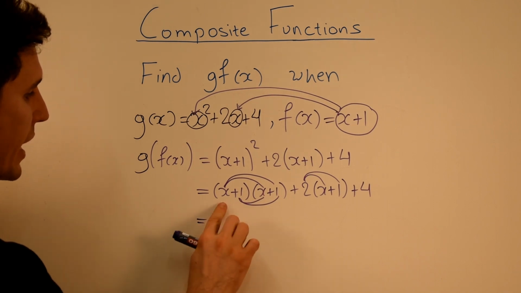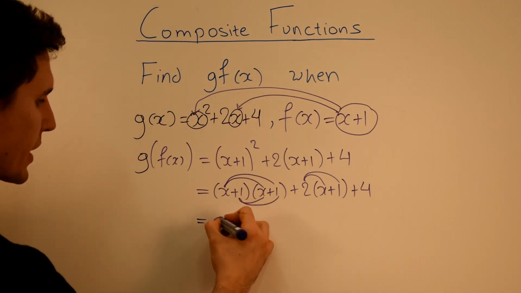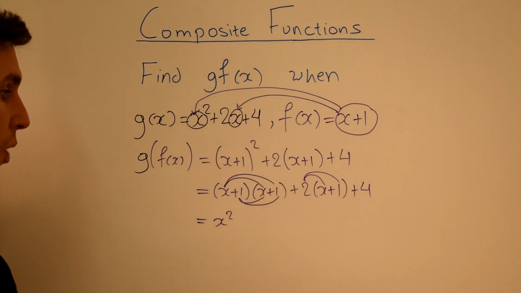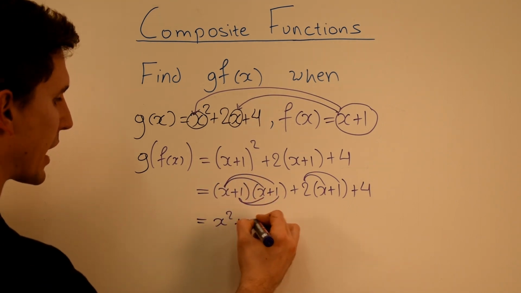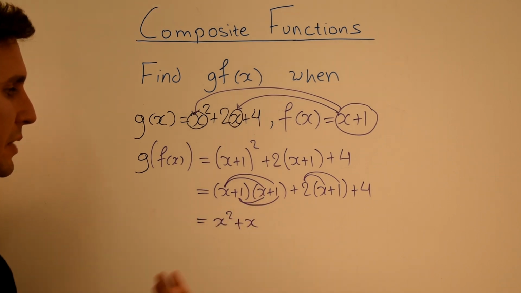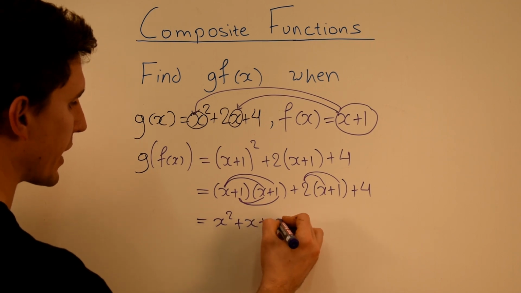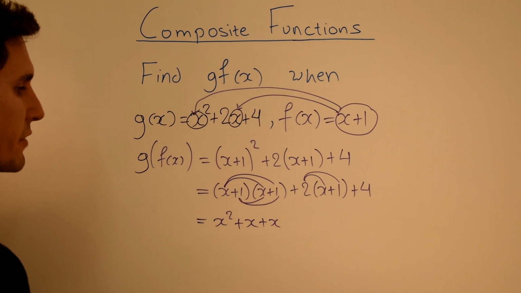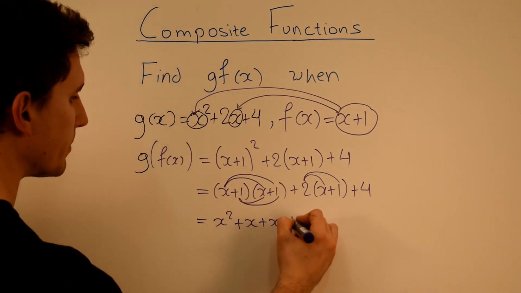So we'll have x times x, which gives us x squared. And then we have x times 1, which gives us 1x, or simply x. So we'll go ahead and add x. And then we've got plus 1 times x, which is simply x. So we'll go ahead and add x. And finally, we've got plus 1 times plus 1, which gives us 1. So we'll go ahead and add 1.